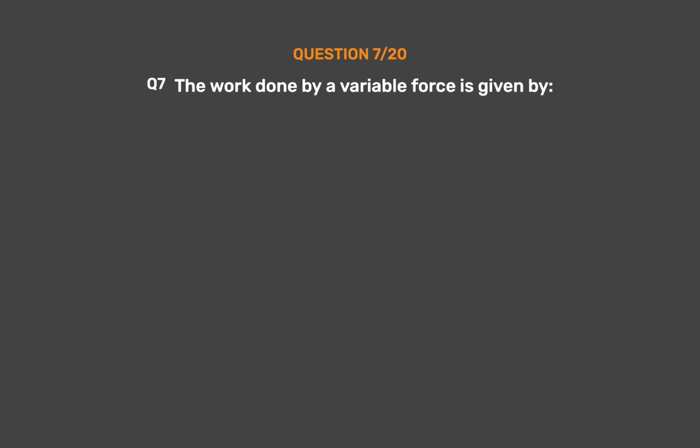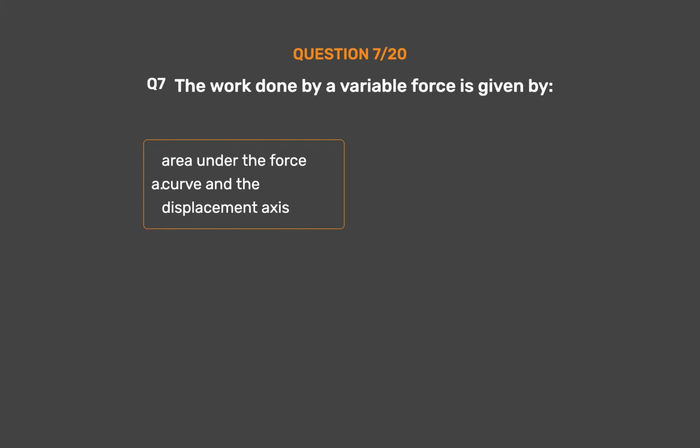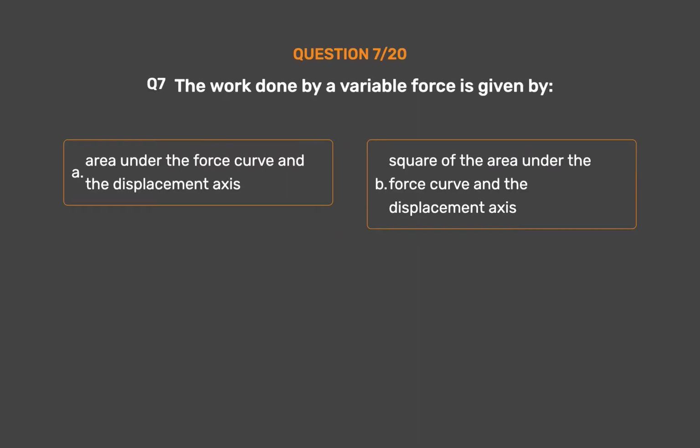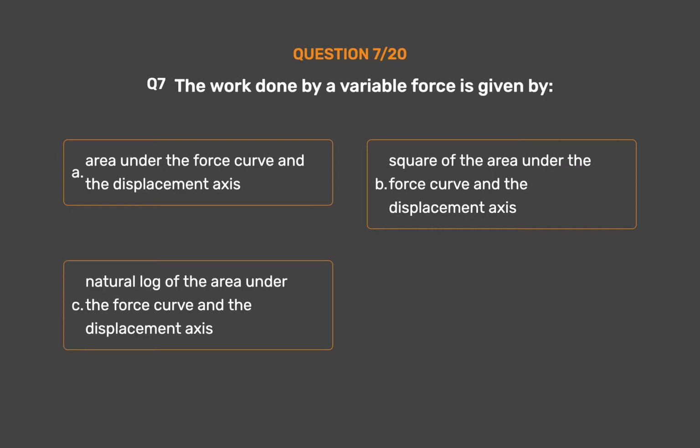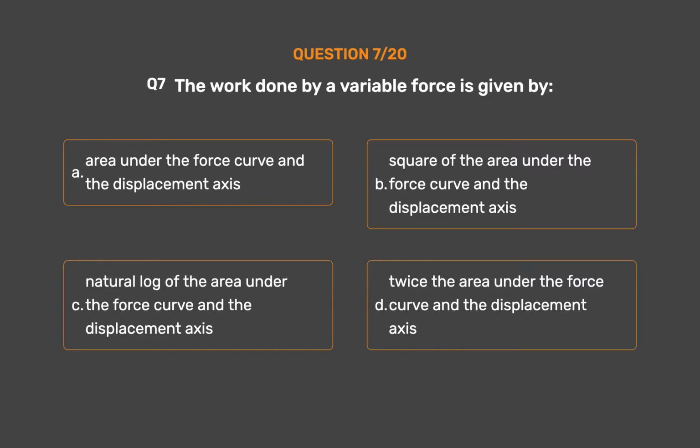Question number 7. The work done by a variable force is given by Option A. Area under the force curves and the displacement axis. Option B. Square of the area under the force curves and the displacement axis. Option C. Natural log of the area under the force curves and the displacement axis. Option D. Twice the area under the force curves and the displacement axis. The correct answer is Option A. Area under the force curves and the displacement axis.